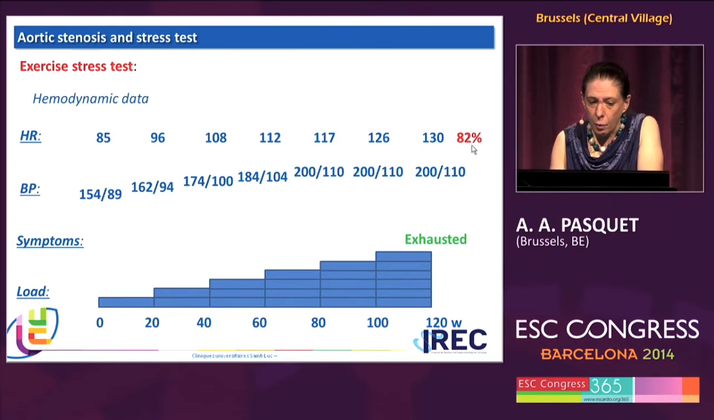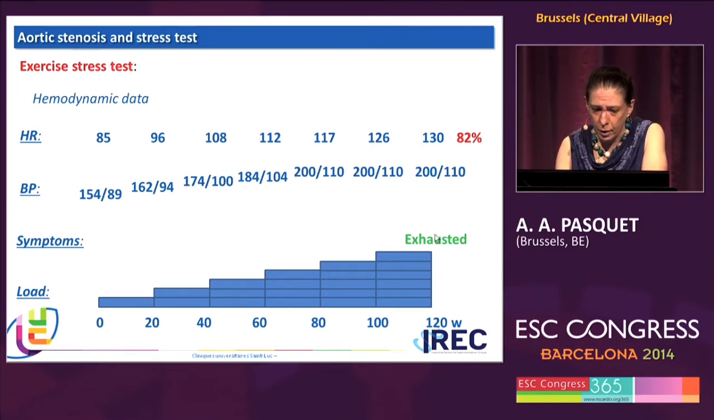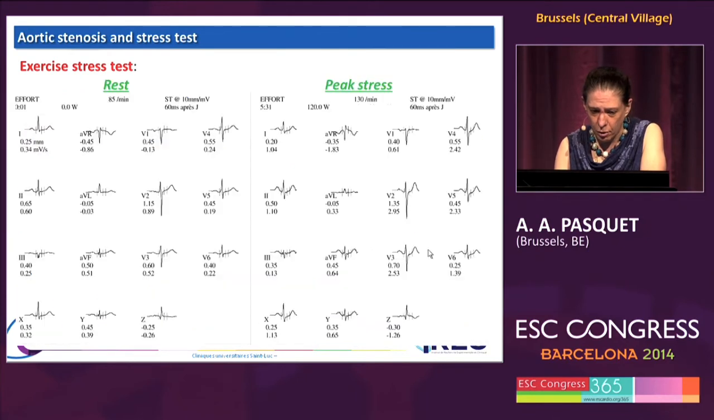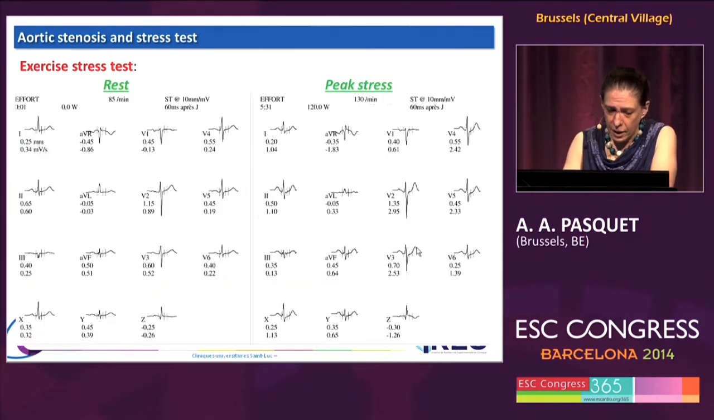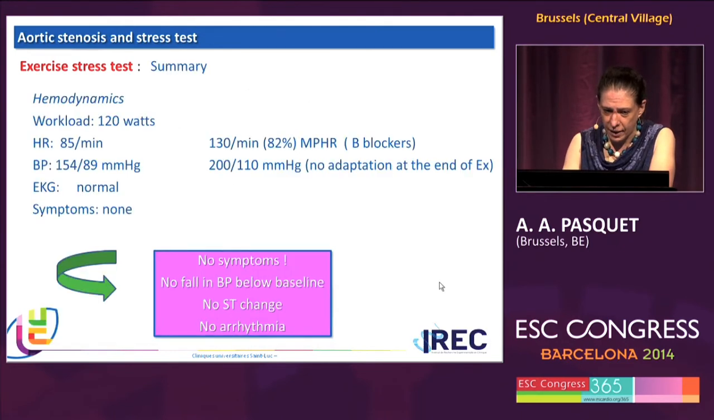increases, and that we reach 82% of the maximum predicted heart rate. The patient was on beta blocker. If you look at the blood pressure, you have quite an increase, but during the last 3 steps of the exercise, the pressure is maintained. And the patient stopped because he was exhausted. If I show you the ECG trace, you see that there is no change at peak exercise.